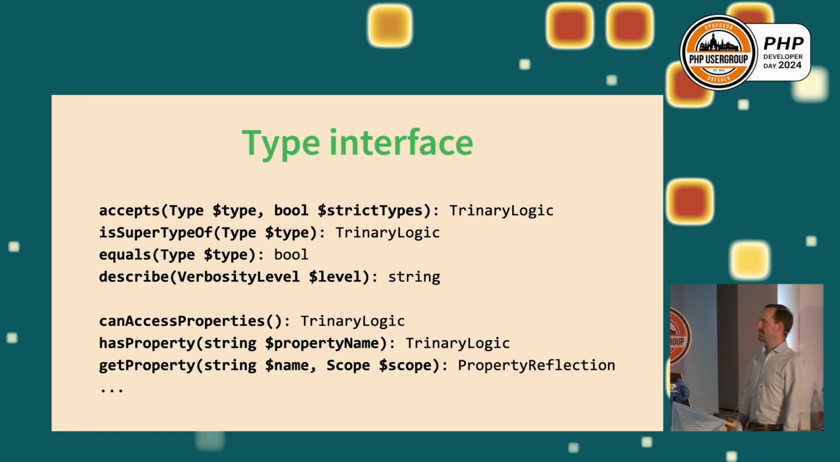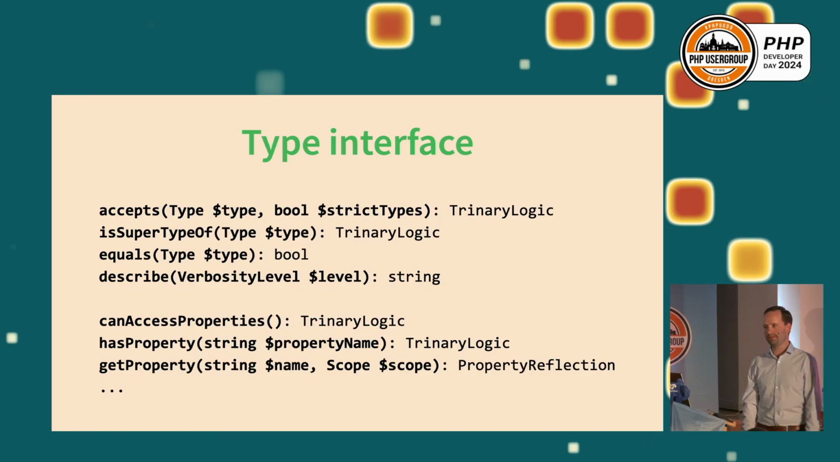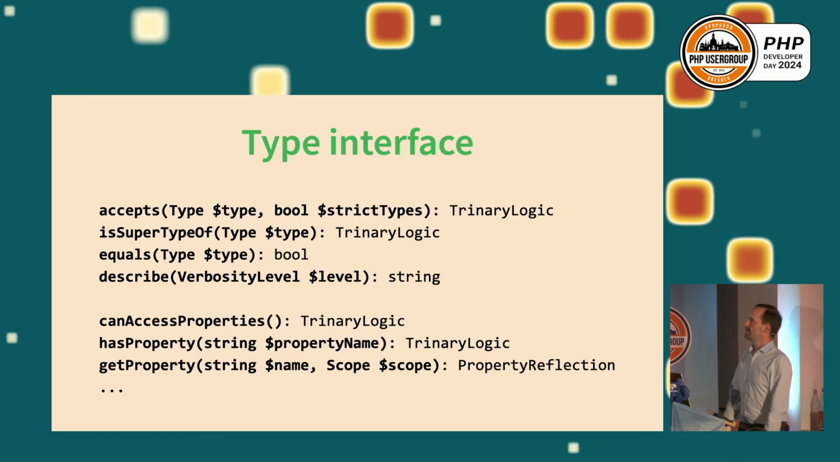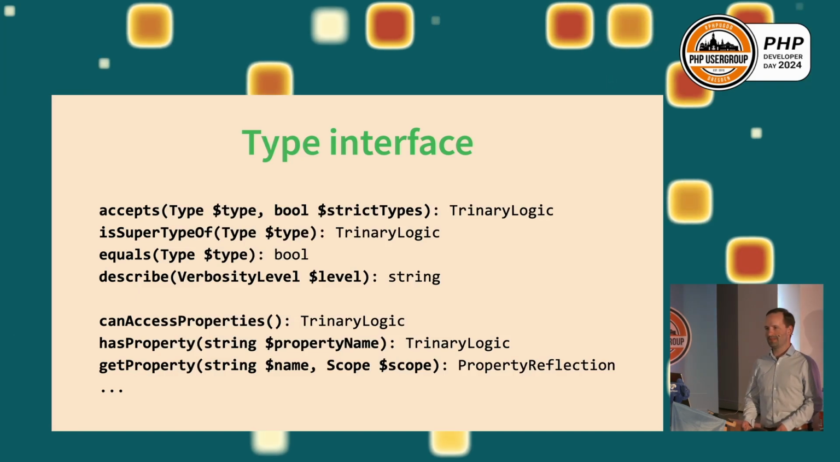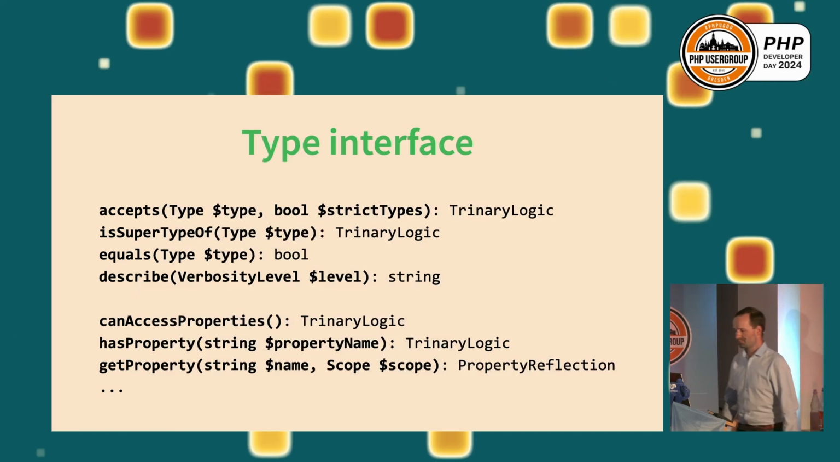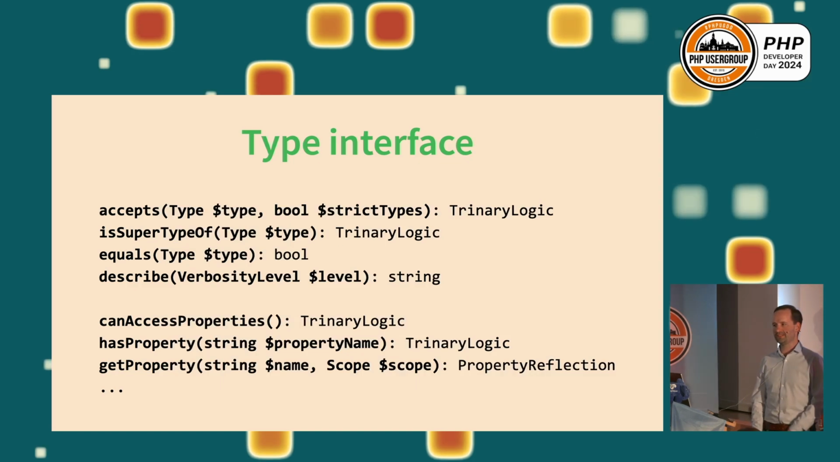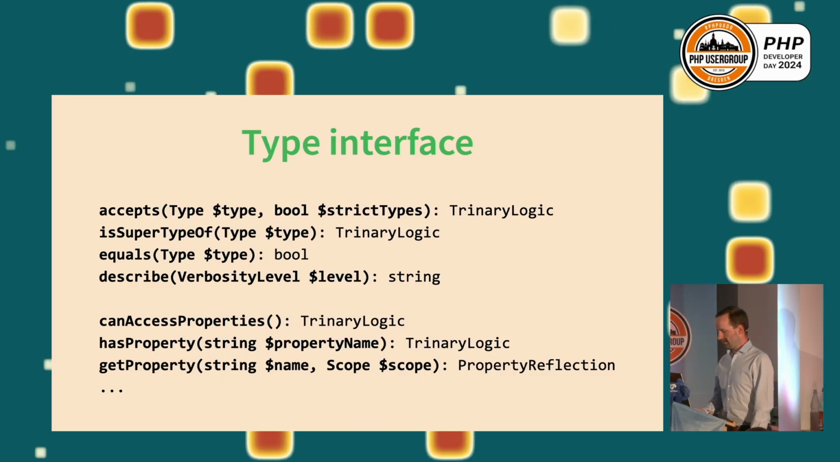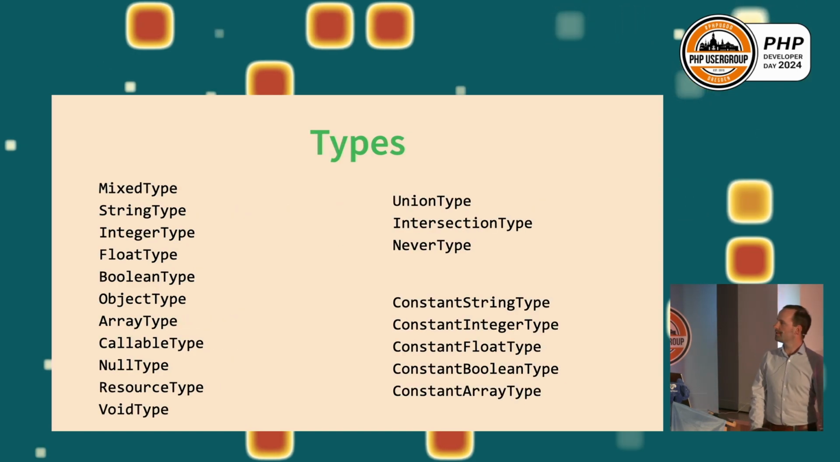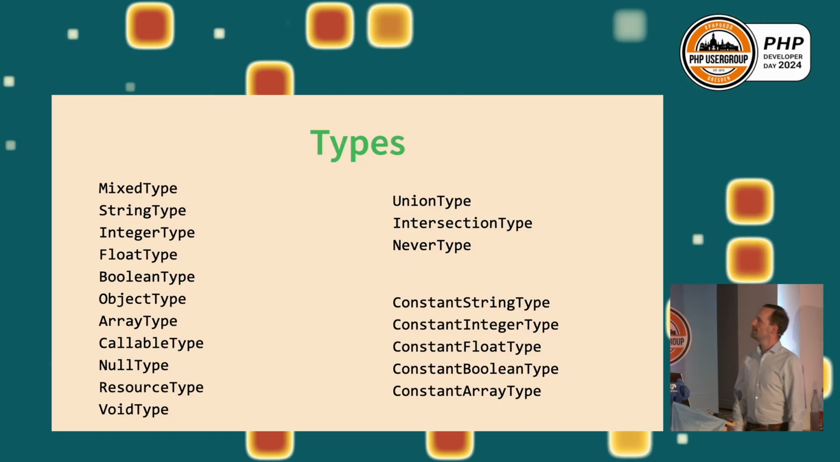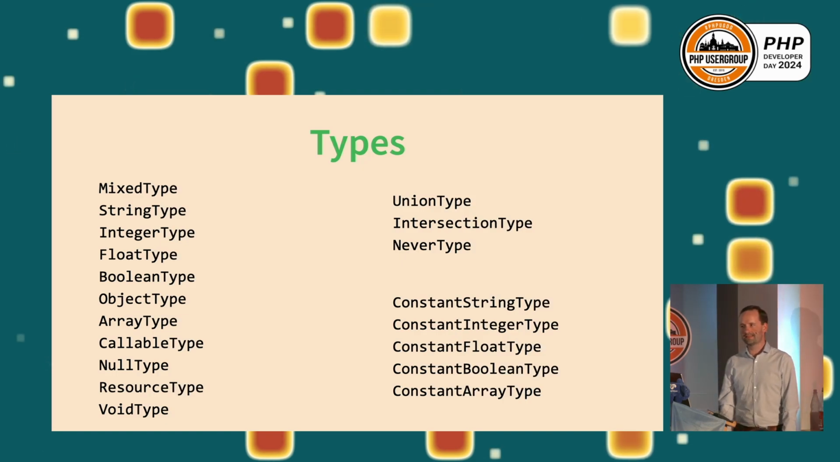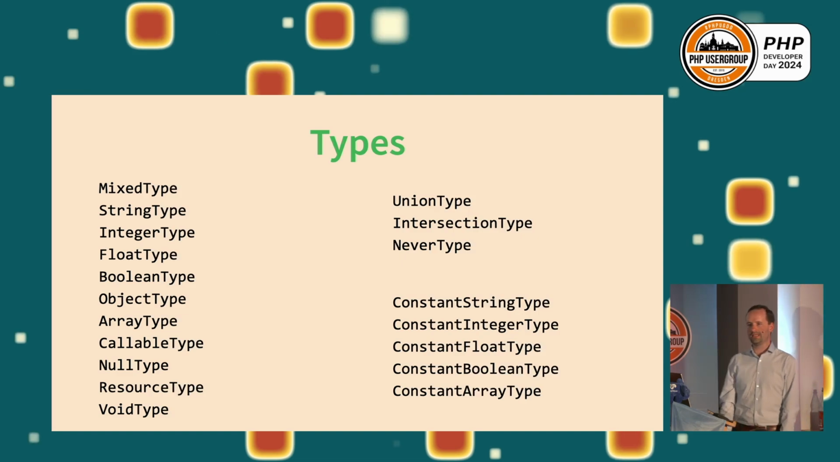You can ask if it makes sense to fetch properties on a type, or if it makes sense to call methods on a type. You can ask if this type, this value, has a specific offset, for example in case of arrays. So it's a huge interface with many, many methods. And these are some examples. I think this is mostly a complete list, maybe with some omissions, of how specific objects that implement the Type interface look.